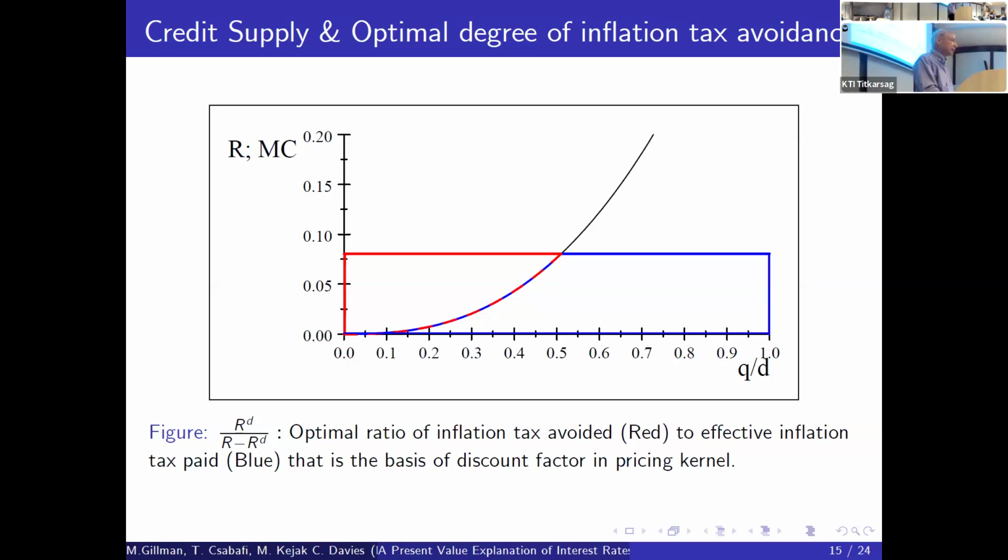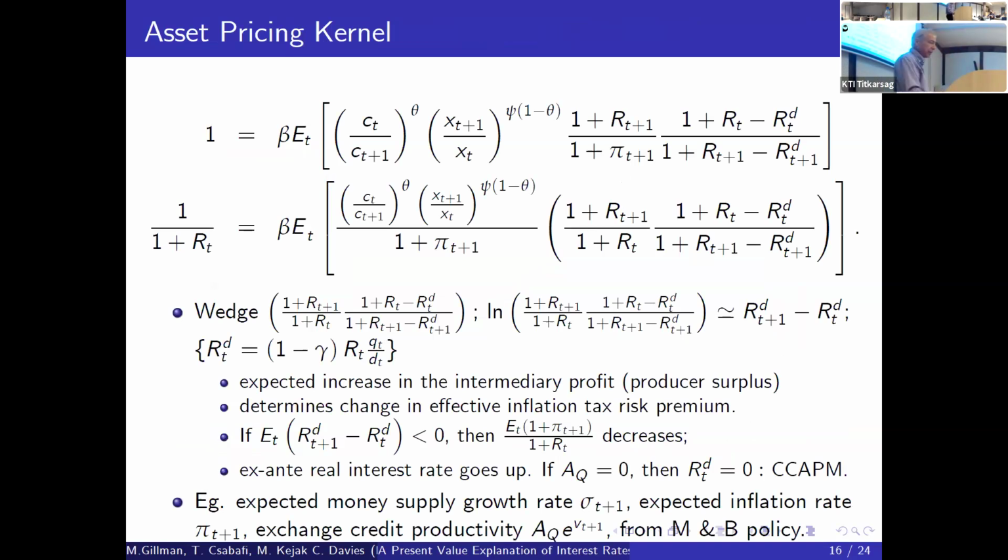So that's RD. The area on my screen, it's red. That up there, it's not red. But this is RD. And the other area is R minus RD, the effective inflation tax. So here's where the asset pricing kernel includes this R minus RD in a crucial way, because you could see that this creates the wedge. If you compare, this is the wedge that you get.